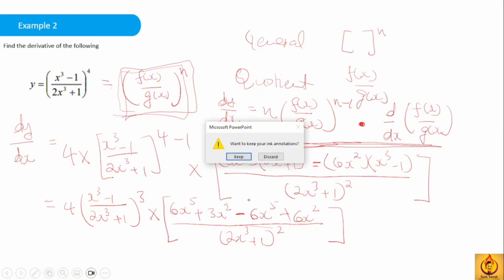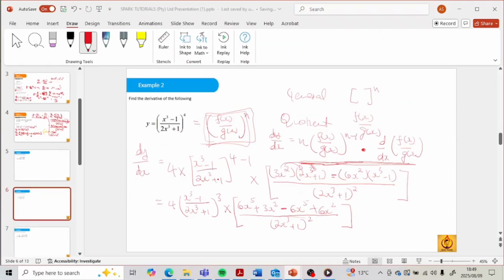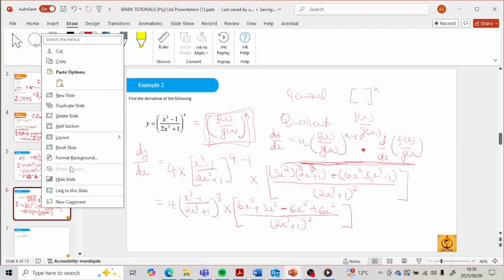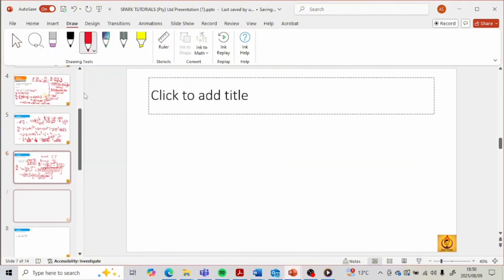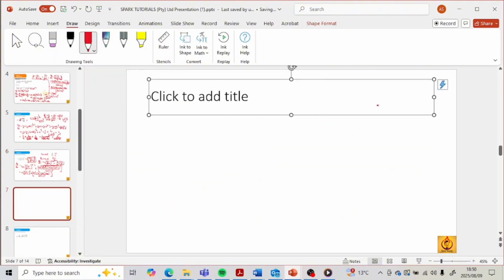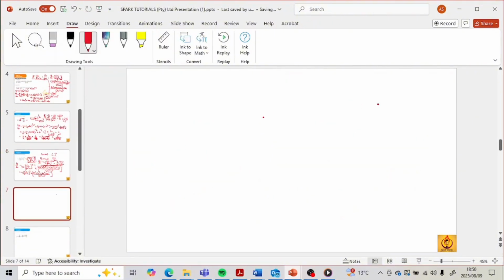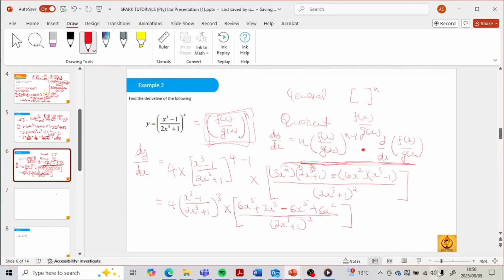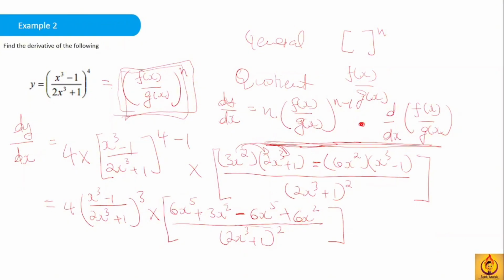We need a blank duplicate page. Let me just see the slide. Right. So, what did we have here? We need to continue from this.